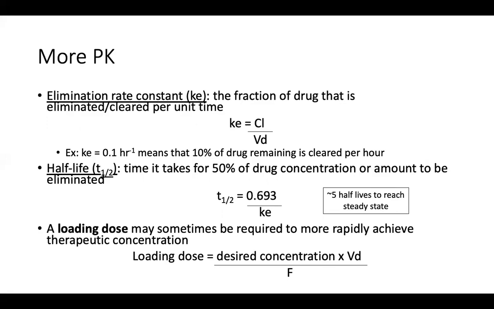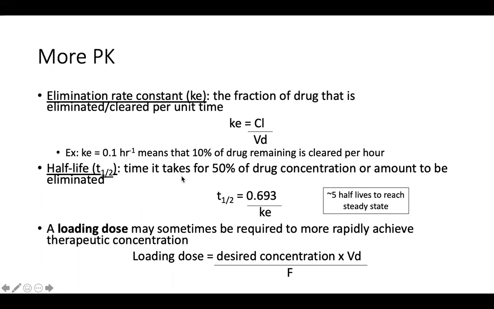The elimination rate constant, or KE, is the fraction of drug that is eliminated or cleared per unit time. We see this calculated with the clearance and the volume of distribution. Right here, if a KE was 0.1 hours to the -1, that means 10% of the drug remaining is cleared per hour. I think that's still going to take me a couple times to review myself, but at least it's on here so we can study it a little more and put it to memory.